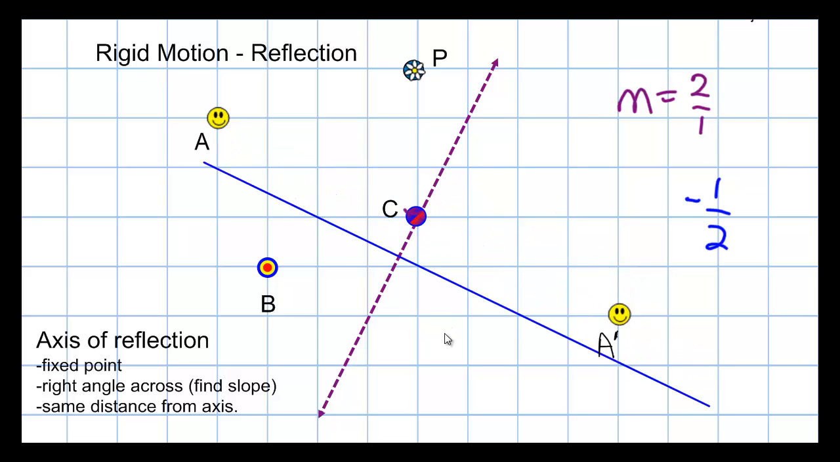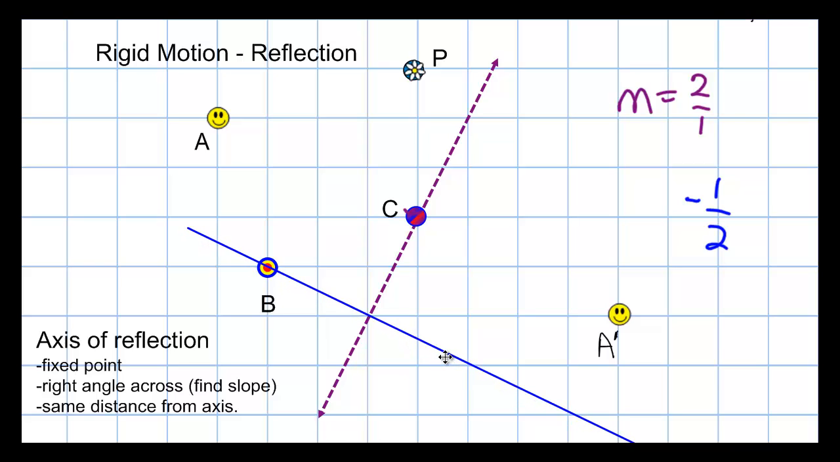So to reflect B, I have to go perpendicular to the purple line, the axis of reflection. So I'm going to use my other line slope that's down 1 over 2. And I need to go the same distance from the axis of reflection. So we need to move the point that far. So B is going to reflect to B prime and land right there.